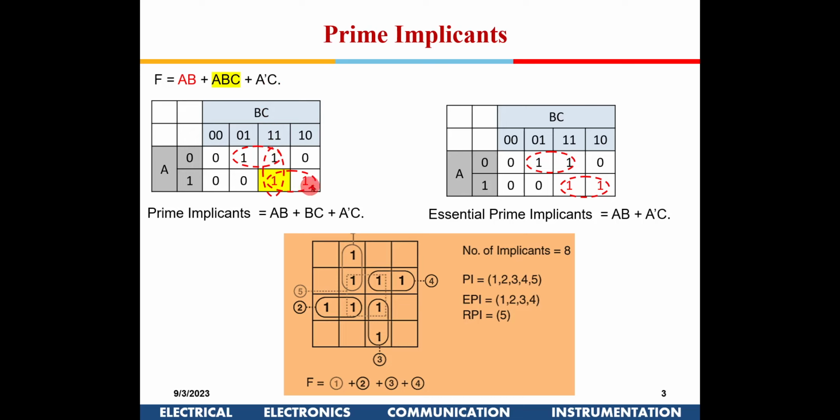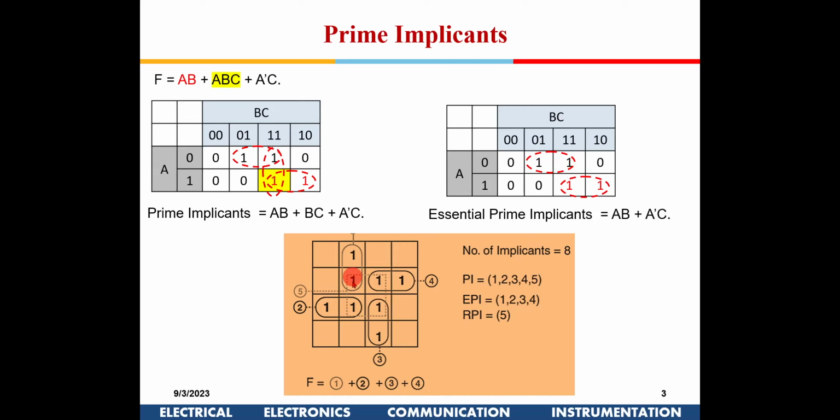Now from this truth table, I can make 3 groupings, and all these 3 groupings become the prime implicants. So these are not the prime implicants. AB, BC and A dash C are the prime implicants of this particular function, out of which only this and this are essential prime implicants. The third one is called the redundant prime implicant.